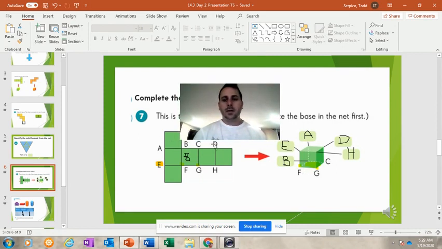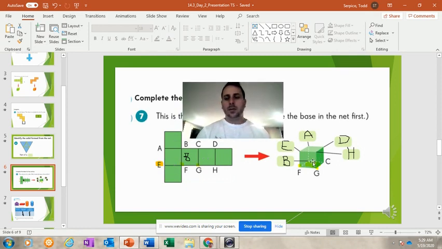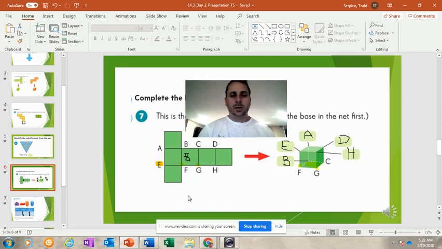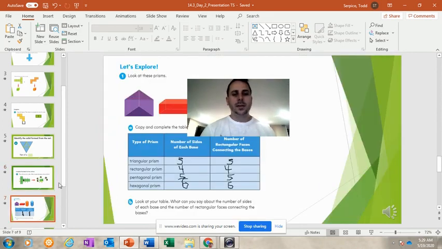Looking at if you were to fold up the flaps on the sides of this net, you would create this cube. All right, so transforming a net into a 3D shape. Let's take a look at this one here.